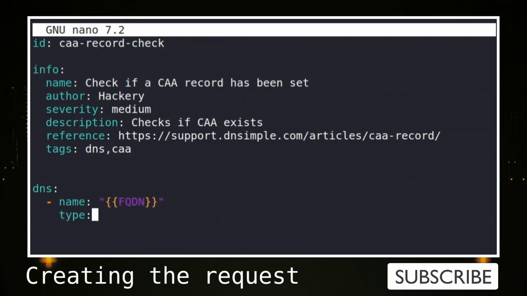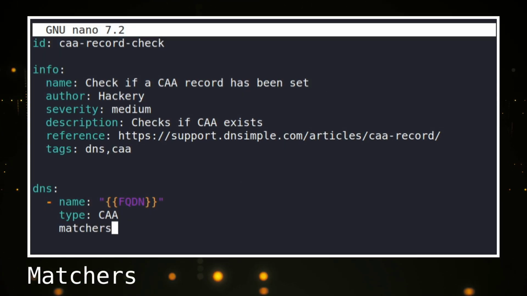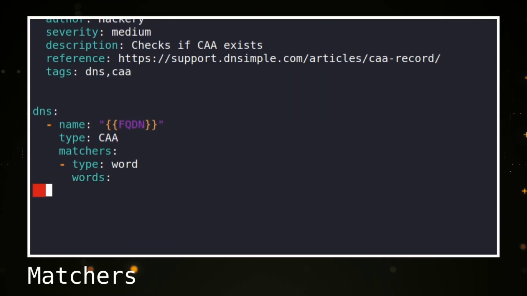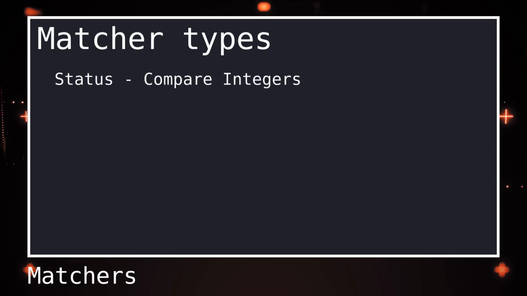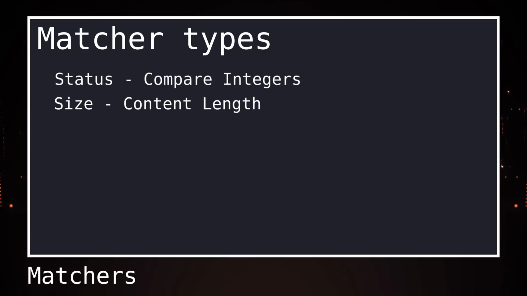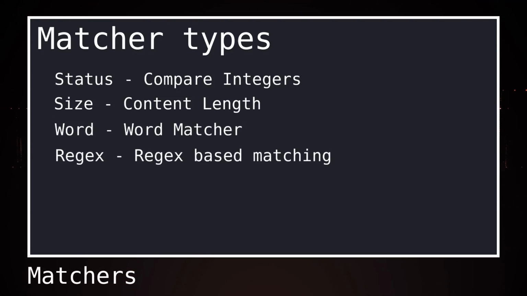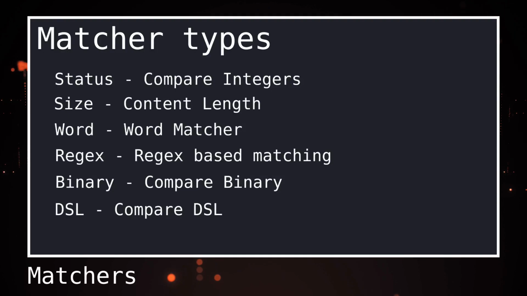The type field is set to CAA, indicating that we want to retrieve the CAA record for the domain. Next, we will use a matcher to look for the word in tab CAA. A matcher is a way to match or compare responses from requests. There are six types of matchers: status, which compares integers; size, which looks at the content length; word, which is able to match words; regex, which is able to match based on regular expressions; binary, which can compare binary responses; and DSL, which can compare DSL responses.